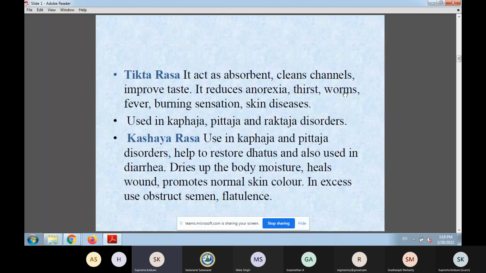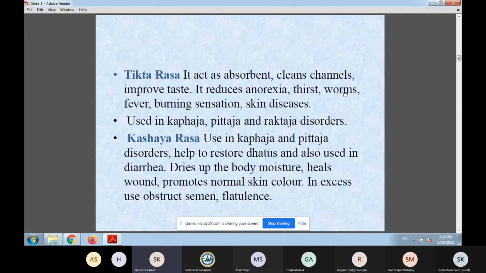As we said, tikta rasa predominant substances are good for skin diseases. Kashaya rasa substances are very beneficial for diarrhea or GI infections, where the stool is loose and water content is increased. It dries up the body moisture, heals wounds wherever you find exudate, and promotes normal skin color. Excessive use can cause obstruction to semen and flatulence, so kashaya rasa in excess is not advisable in the reproductive age for men.